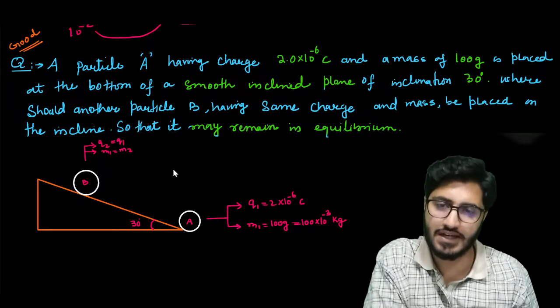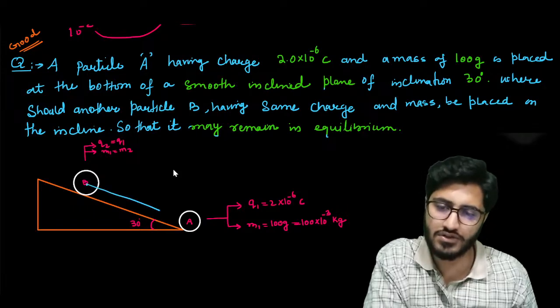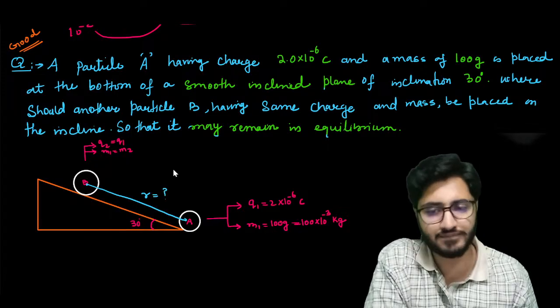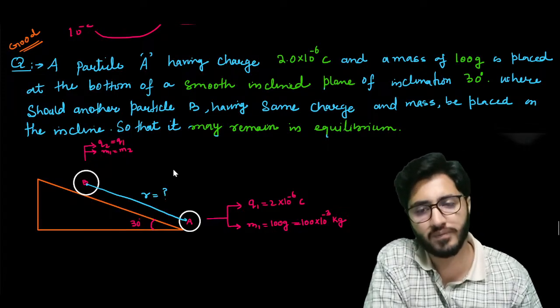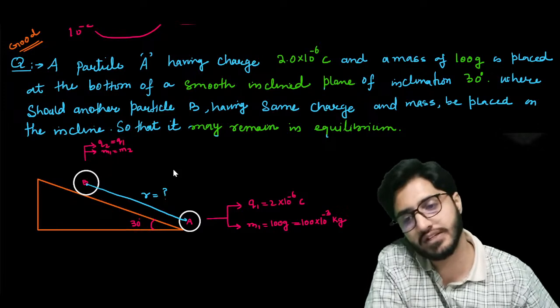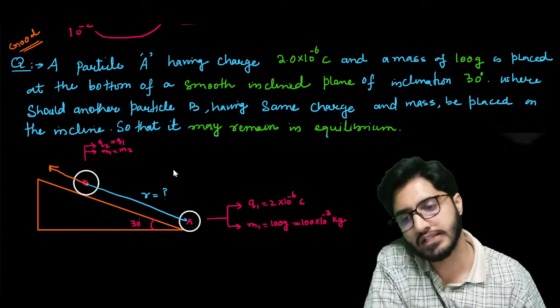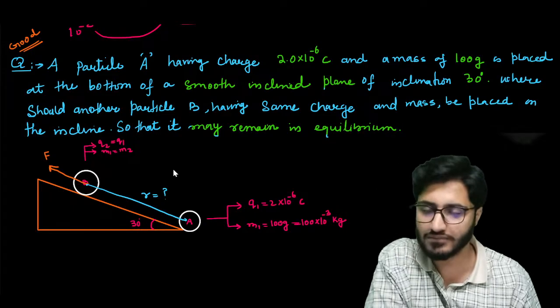Let us suppose the distance between these two is R. So I need to find the value of this R. How to find it? Look, both charges are positive, so they will repel each other. So force on B would be like here. Now it is repulsion. This will be my force on it.